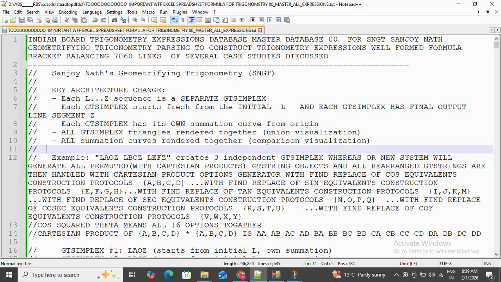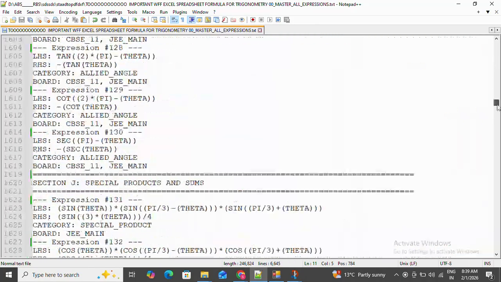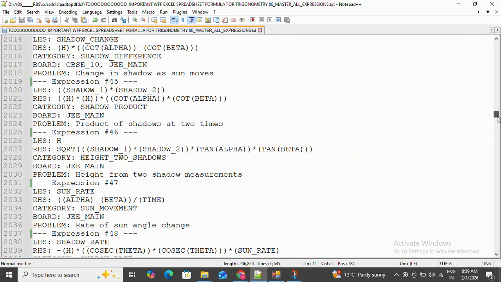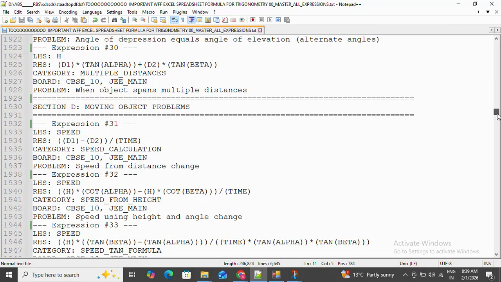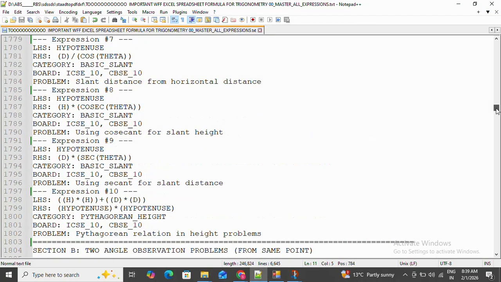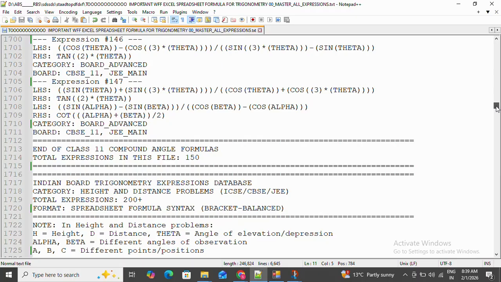We will here talk about the geometric representation of the trigonometry expressions, and the trigonometry expressions we have to write in these ways, where we need to follow the spreadsheet style of writing of the trigonometry expressions. Every student should know how to write the expressions in any software to get the help of the software.